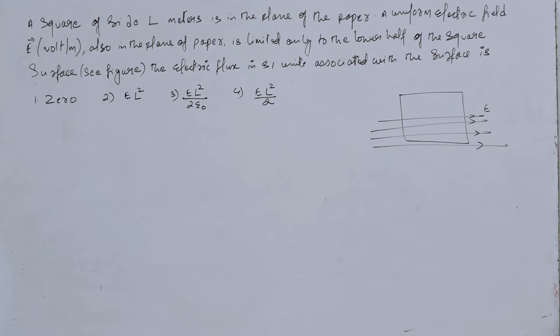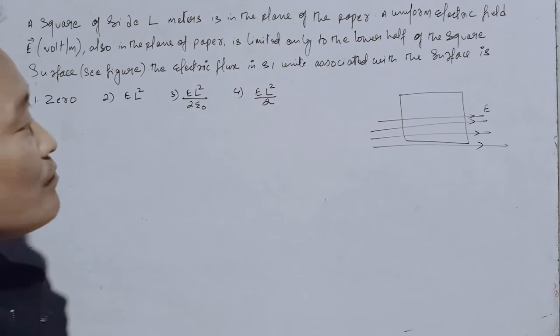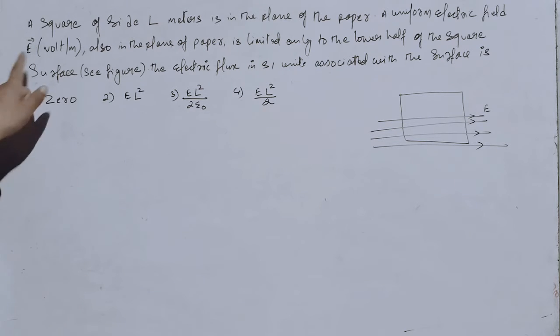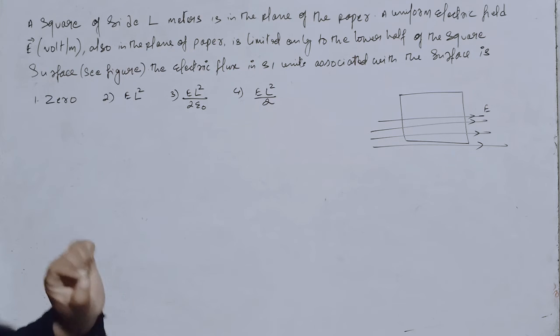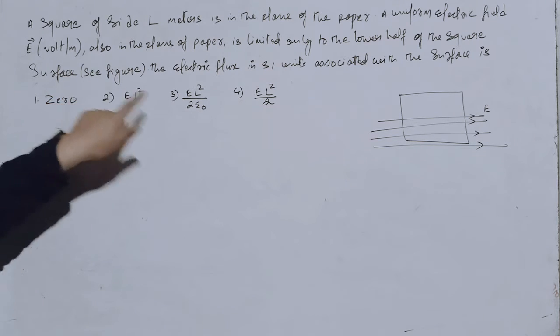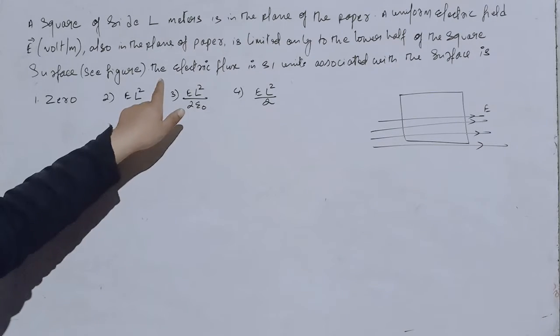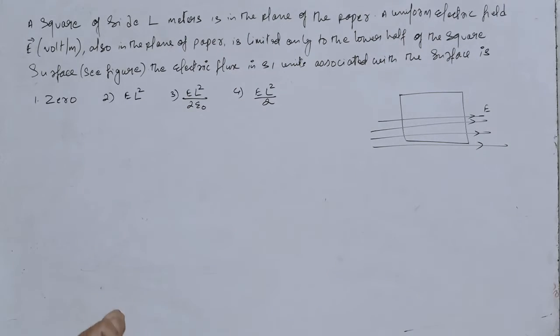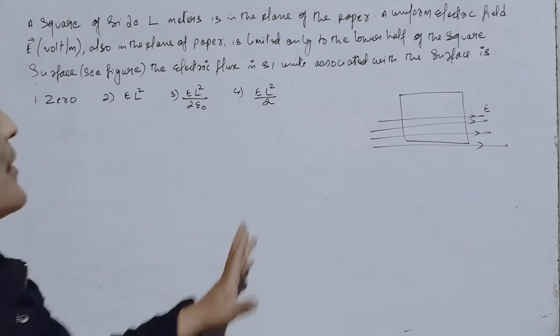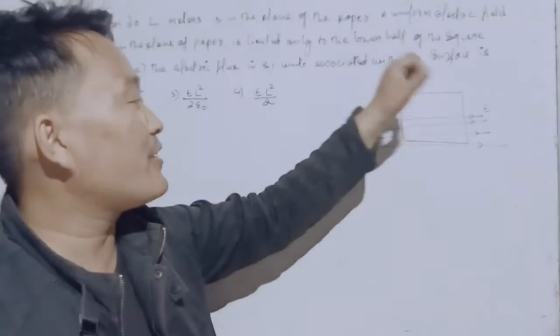The first question: a square of side capital L meter is in the plane of the paper. A uniform electric field E volt per meter, also in the plane of the paper, is limited only to the lower half of the square surface. See the figure given here. What we have to find is the electric flux in SI units.